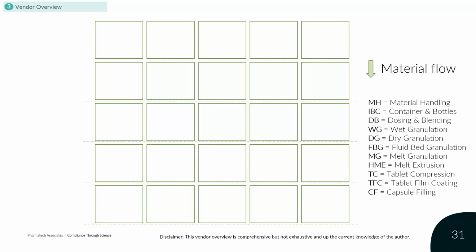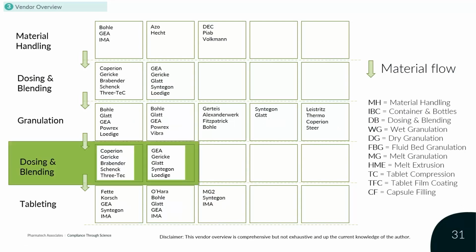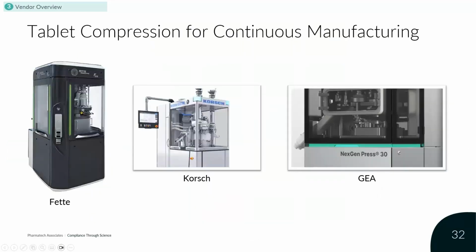Let's talk about the next step, which is tableting. There's always dosing and blending in between. I will skip that because that's the same as we have already discussed. Same vendors, same blending technologies, so nothing specific here. But the compression machines are something to look into. Because here, besides these 3, there are a couple more vendors who have already also experience in this field. Important to look at is the compression technology used.